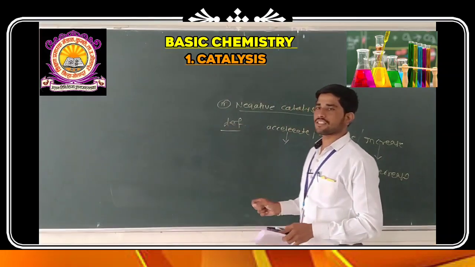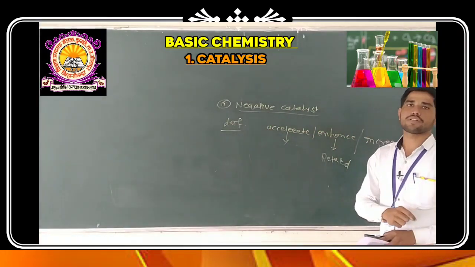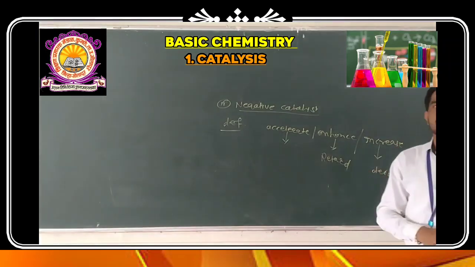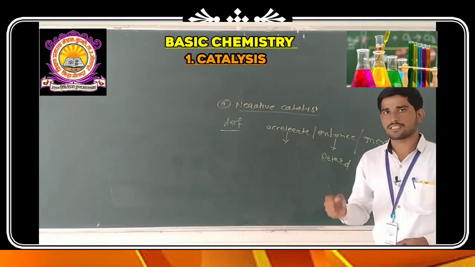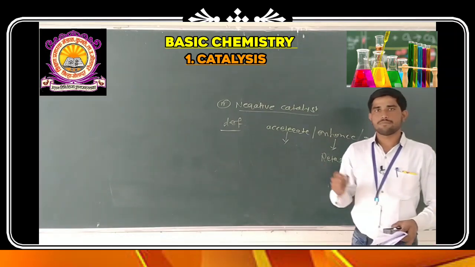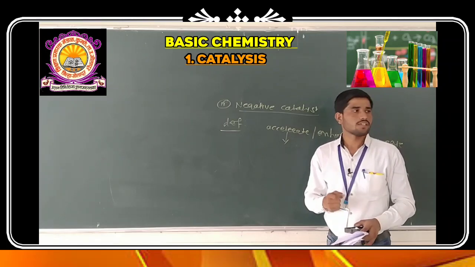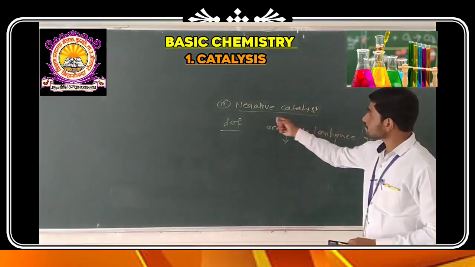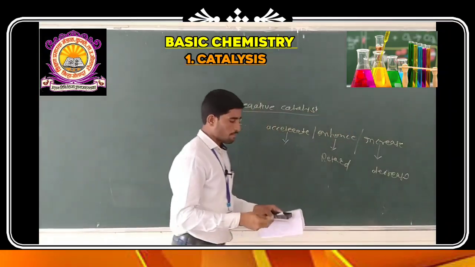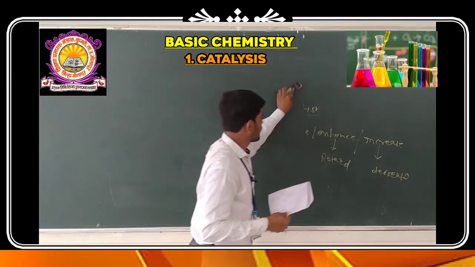So, the negative catalyst is nothing but the substance which can decrease the rate of chemical reaction. Such a substance is called a negative catalyst. When a substance used in a chemical reaction decreases the rate of chemical reaction, then such a substance is called a negative catalyst. So by taking one example, we are going to see this concept very well.